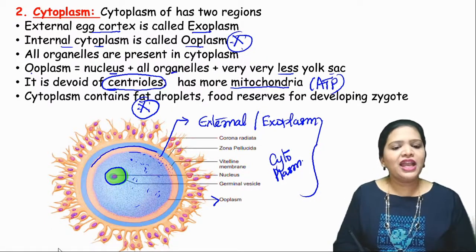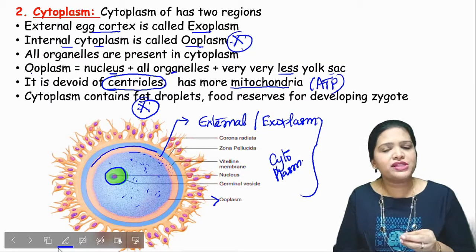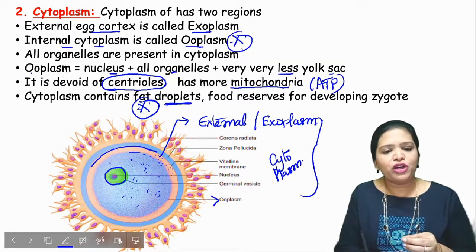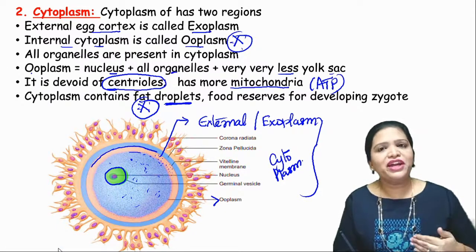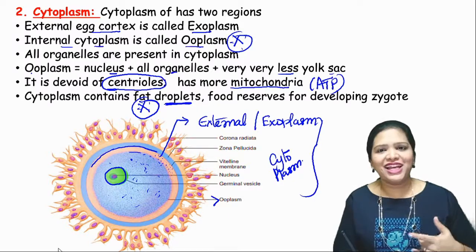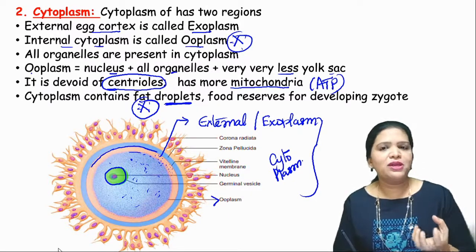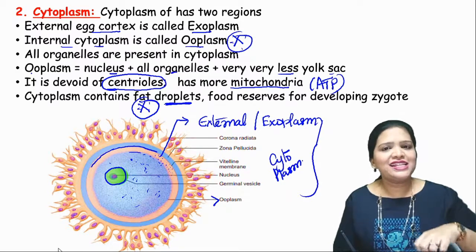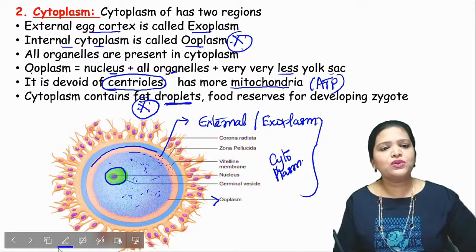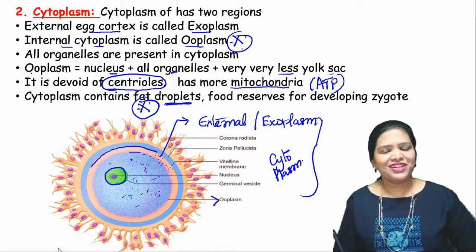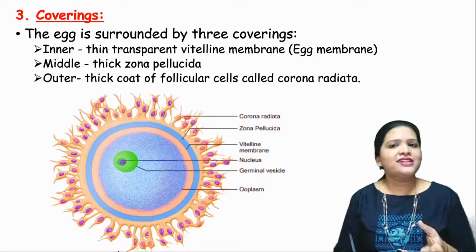Clear? And what else is present in the cytoplasm? The cytoplasm contains food reservoirs, particularly fat molecules. When the zygote is developing and the cell has to divide to form blastula, morula, like this stage, 1 becomes 2, 2 become 4, a mass of cells will be produced. For that it needs energy, no? So that energy will be provided by the food reserves present in the cytoplasm. Clear? Fine. The next part in the egg is the covering.